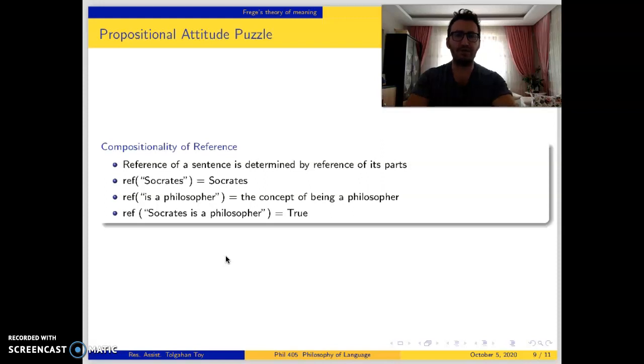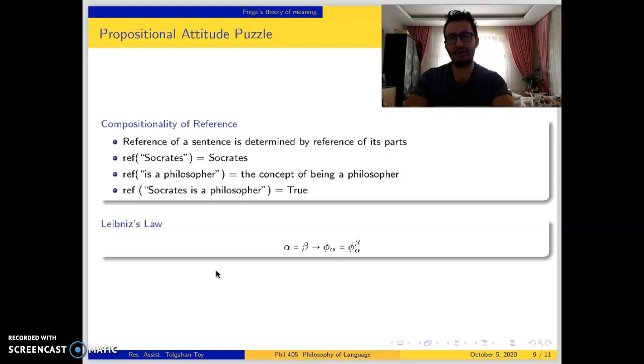like reference of a sentence, which is a truth value, depends on the reference of its parts. In this example, reference of Socrates is a philosopher depends on the reference of its first part, Socrates, and the reference of the second part, is a philosopher. The second notion, which is important in extensional formal logical semantics, is Leibniz's law. If alpha and beta are one and the same object, then in any formula, like phi here, one can be substituted for the other.